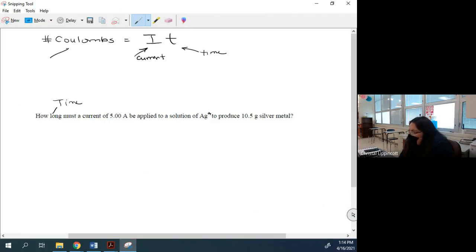Now, on your AP cheat sheet, they don't call this number of coulombs. They call this q. So for you guys, it's q equals It, or on the sheet, it's actually I equals q over t. Either way, you can rearrange it to get this. Okay?